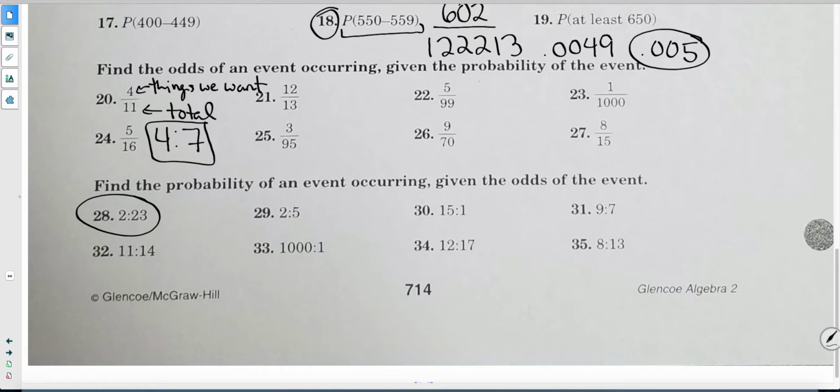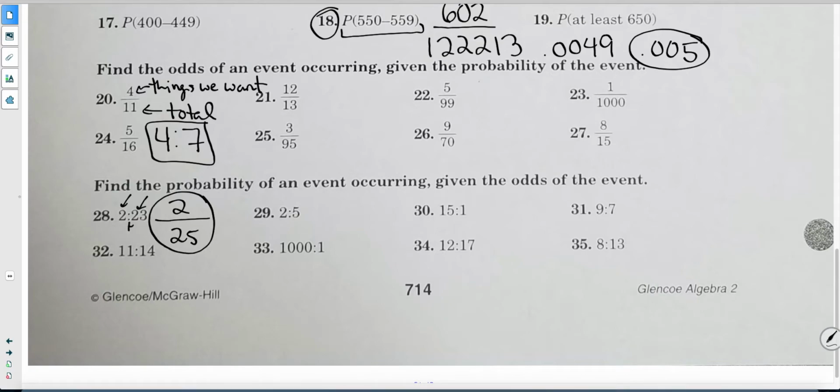So 28, you have 2 to 23. So remember, 2 is the number of things we want, and in this case, 23 is the number of things we don't want. So our probability is going to be 2, and we have to have our total, so we add those together, 2 out of 25. So that's the probability for those.